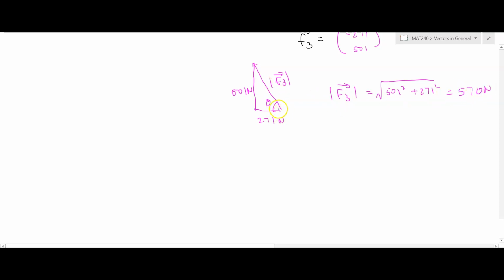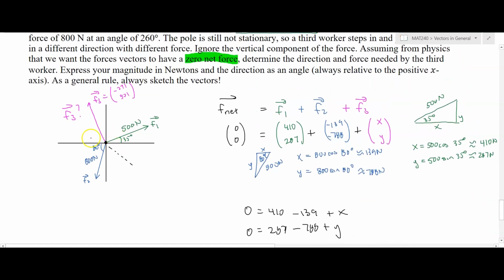And the direction is going to be, let's see, so this angle, this theta here, is going to be, tangent of theta is 501 over 271. So that means that theta is going to be the arctangent of 501 over 271. Now this is just going to be the theta, that angle, but that's relative to the negative x-axis, so I'm going to have to adjust for the sine relative to the positive x-axis. So this angle here is about 61.6 degrees. But that 61.6 degrees is this angle here.